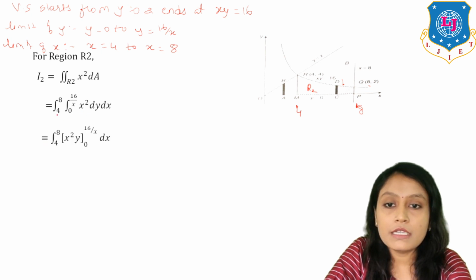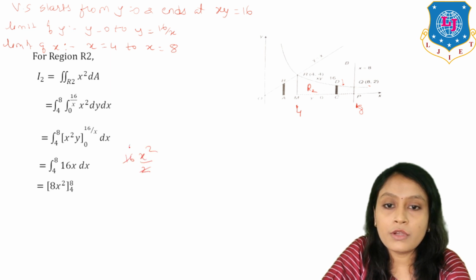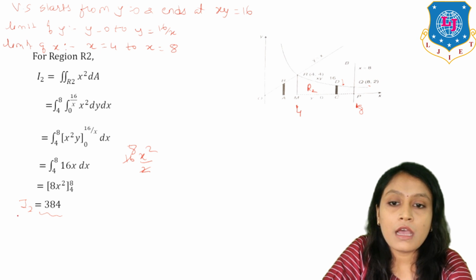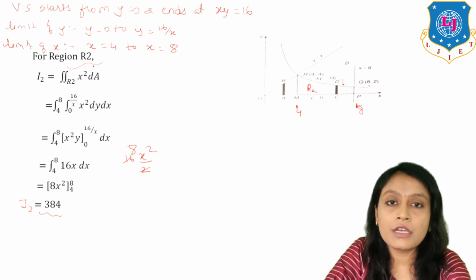So we have this integration 4 to 8 as it is, this dx as it is, x square as it is, integration 1 dy, that is y, and the limit is 0 to 16 upon x. Substitute the limit, so you will get integration 4 to 8 of 16x dx, right? Now again we have to integrate with respect to x, so you will get answer as 8x square. So this 16 as it is, integration of x is x square by 2. Okay, so here we have 8x square and the limits are 4 to 8, right? Substitute the limit and simplify, so you will get answer as 384. Okay, so this is the answer of I2, that is integration over a region R2.